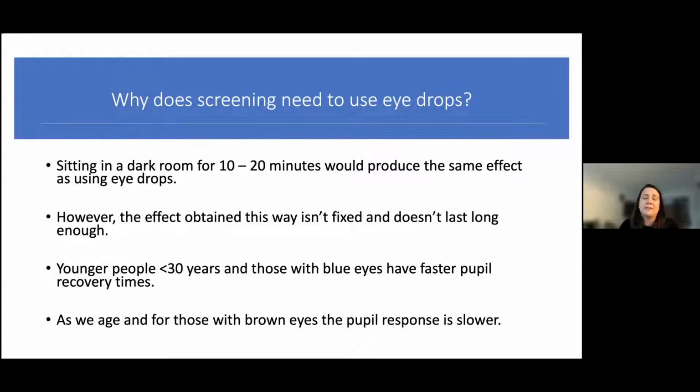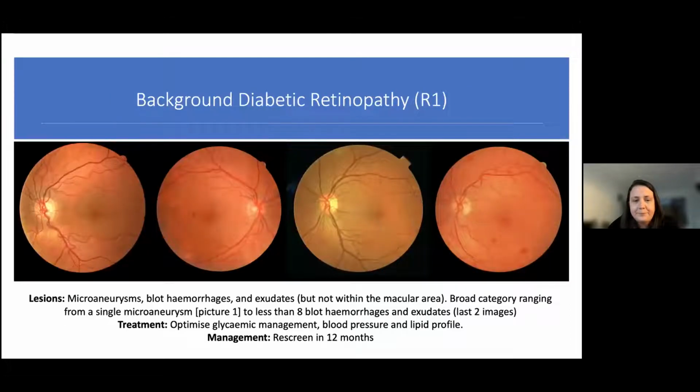If you have brown eyes like me, our pupils don't dilate as quickly. They don't react as quickly as blue eyes do. So it could be possible in those younger people, you might get away with not using eye drops. But as we get older, we do really need them to get a decent image.